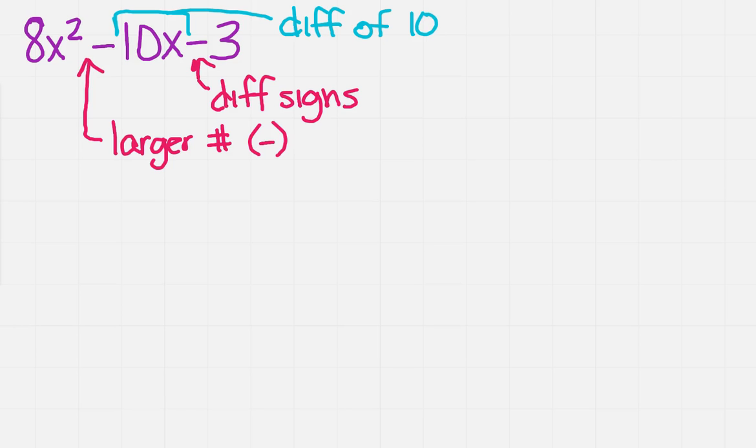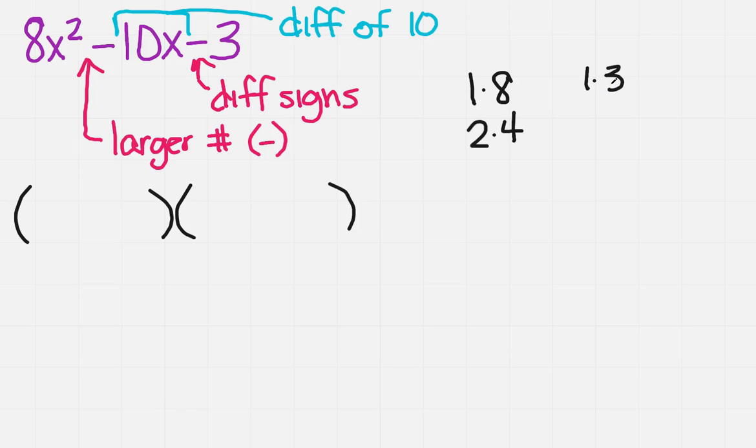Okay, so we have all the pieces. So I know that I'm going to have my factors. So I'm going to have two sets of parentheses. Now here's where the trick comes in. I need to find the factors of 8. There's a number of ways to do this. I'm kind of old school when I do this. And then I need to find the factors of 3.